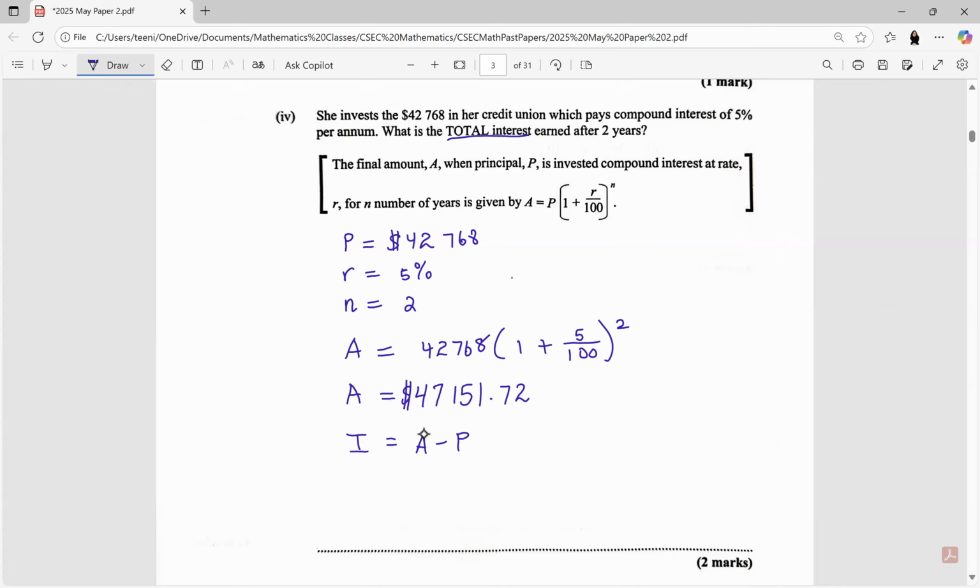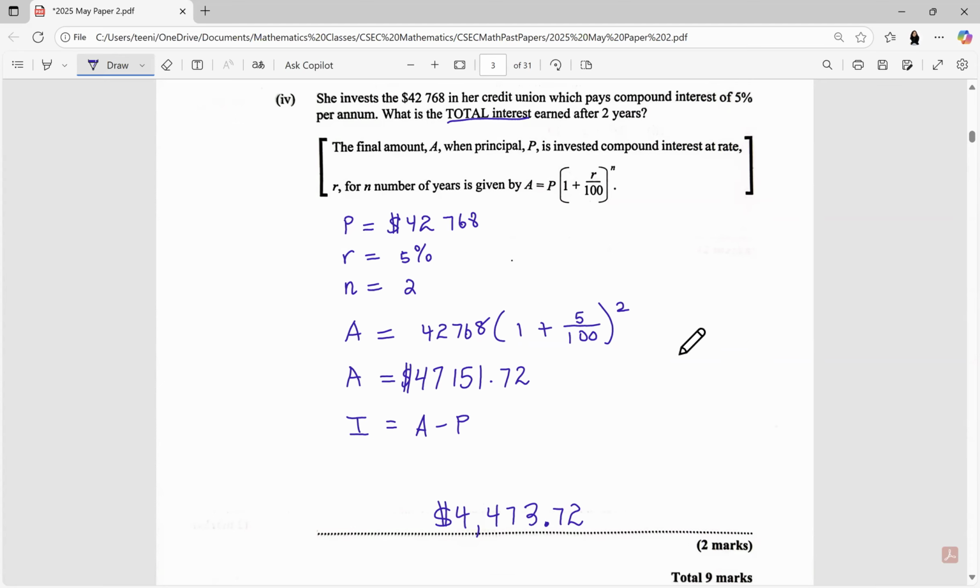So that is, did anybody get $4,473.72? Faith, yes, Miss, I got that. What about you? Well, the two Joshes, did you all get it? $4,473.72. Yes, miss. Okay. Joshua, what about you? Yes, please. Okay.